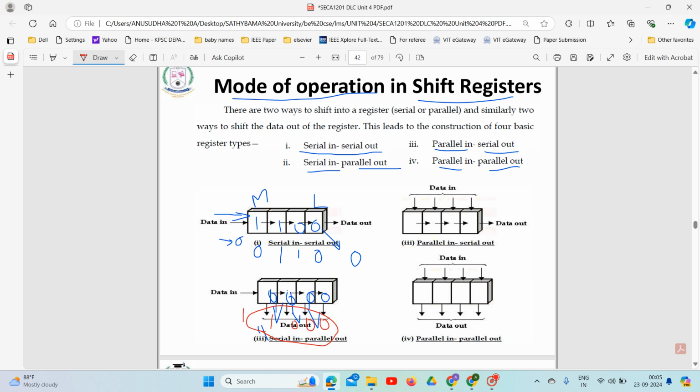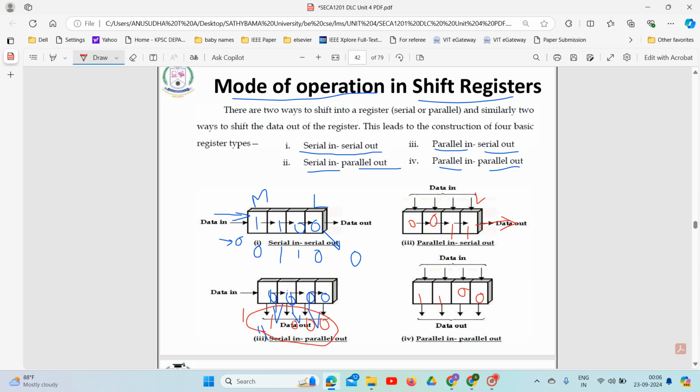This is parallel in, parallel out. For example, we store 1100 at a time and at a time we receive the data as 1100. So this one is parallel: we store the data at a time. In the other case, we store 0011 but receive the data serially, one bit for each clock pulse from the LSB side.